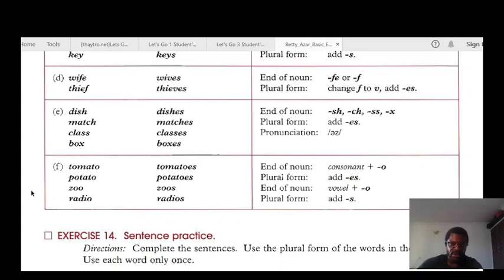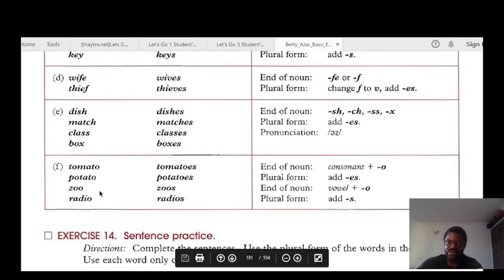Okay, let's go see. Here we've got tomato. You see, we've got T before the O, which is what? T is a consonant. So that's the reason we add ES. And here we've got potato. T is a consonant before the O. We also added ES. But here we've got zoo. Because the letter before the O is a vowel, that's why we added only S to it.